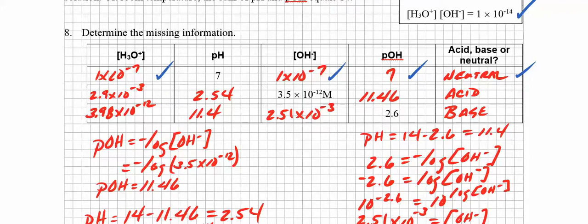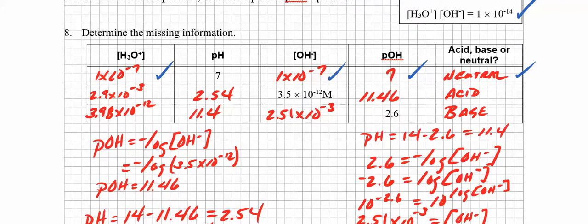Second row, we've got 3.5 times 10 to the minus 12 is equal to the molarity of the hydroxide ion concentration. If that is true, then we're going to say that this value times this value is equal to 1 times 10 to the minus 14.